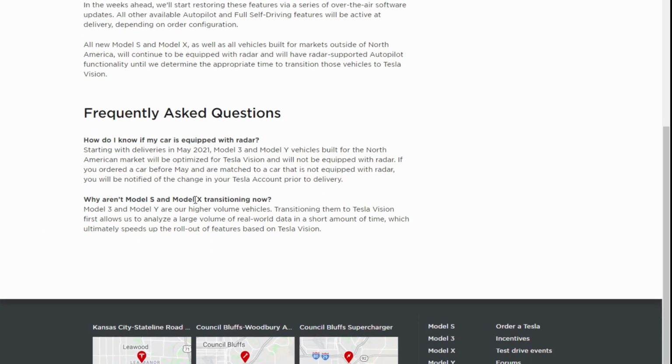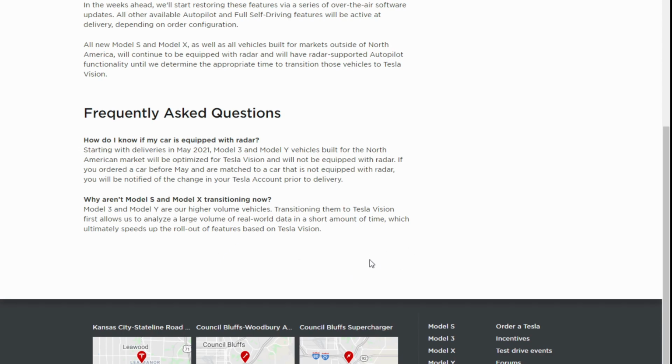And then, why aren't Model S and Model X transitioning now? Model 3 and Model Y are higher volume vehicles. Transitioning them to Tesla Vision first allows us to analyze a large volume of real world data in a short amount of time, which ultimately speeds up the rollout of features based on Tesla Vision.